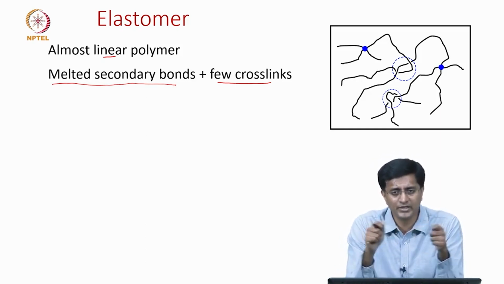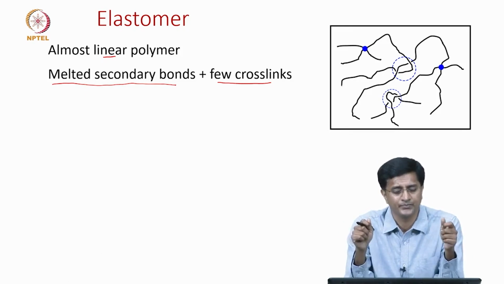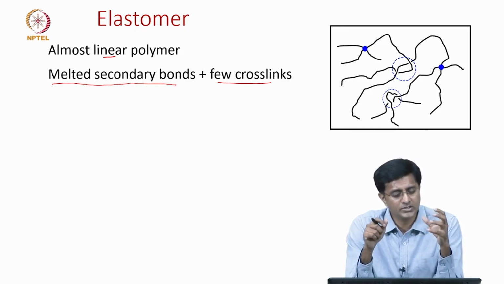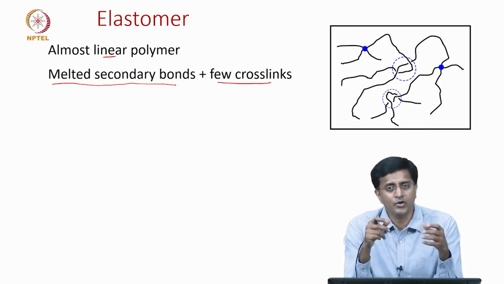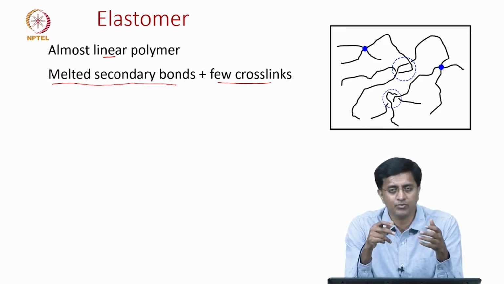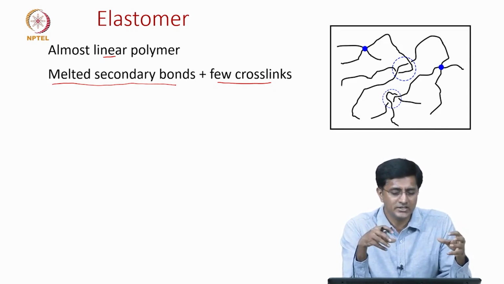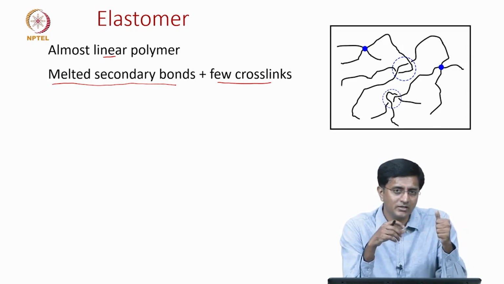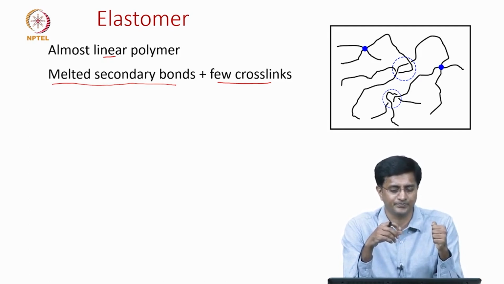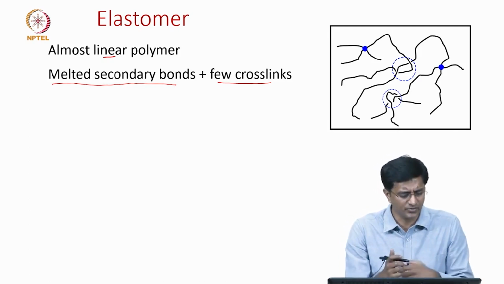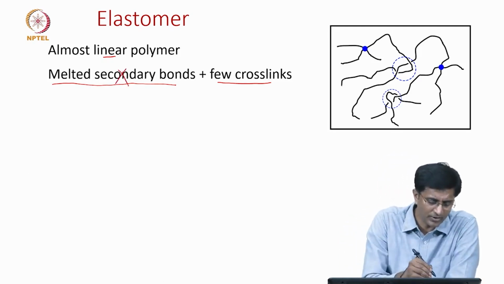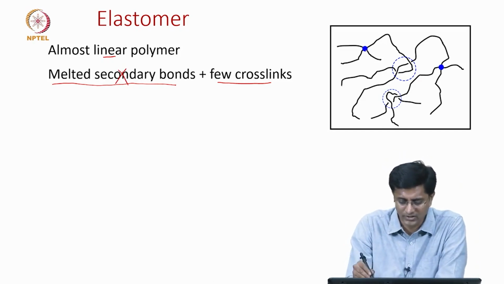So, rubber is very soft and it can stretch by large amounts. The reason is because these secondary bonds are broken at room temperature, it is very soft because the secondary bonds are broken. But if you cool down, there is a temperature at which, around minus 80 degrees centigrade, the secondary bonds form again and then the rubber becomes a little harder. But we are talking about room temperature at which these secondary bonds are already melted. So, what we have is few crosslinks. So, for example, here we see that there is a crosslink here and there is a crosslink here.